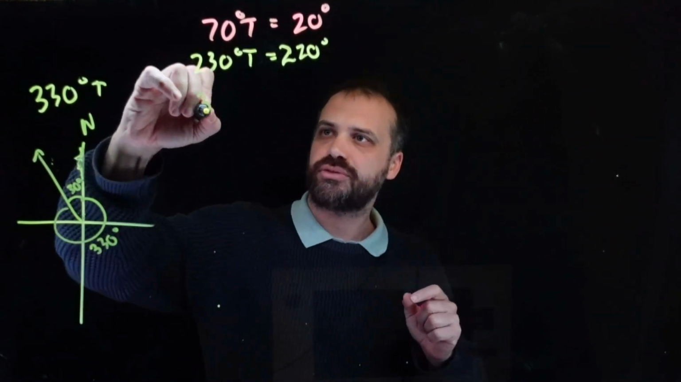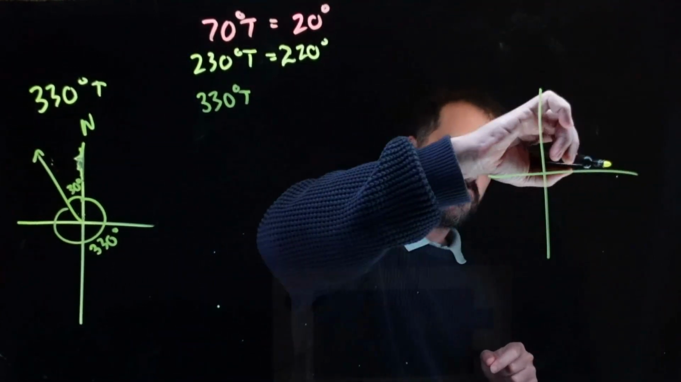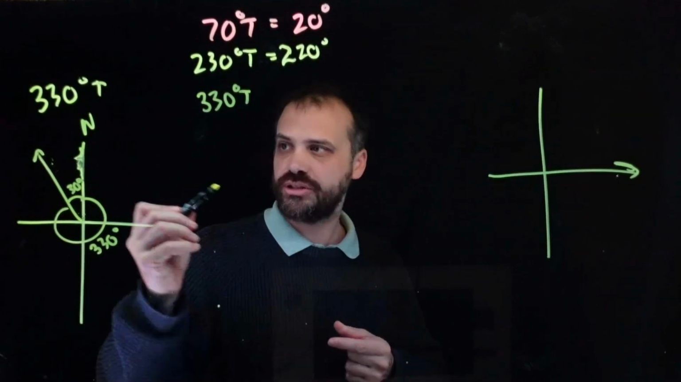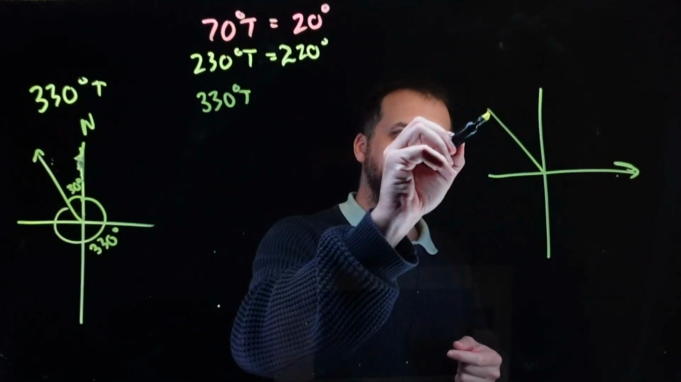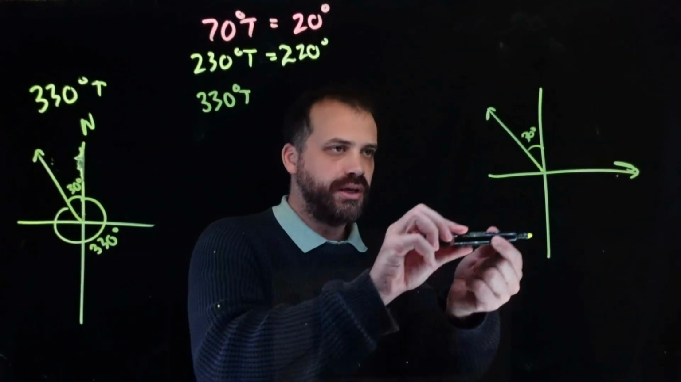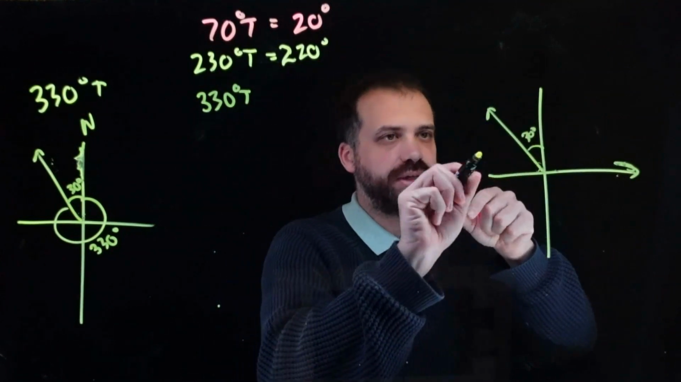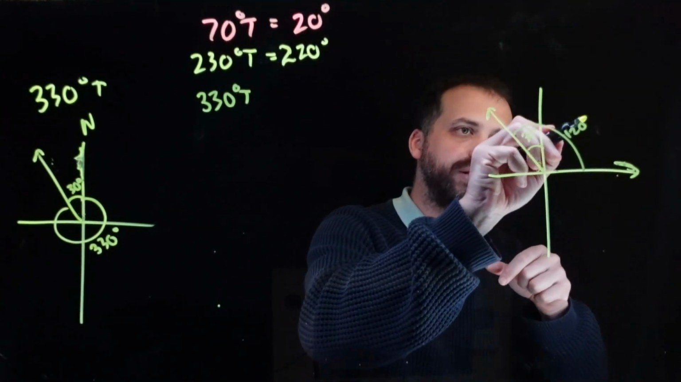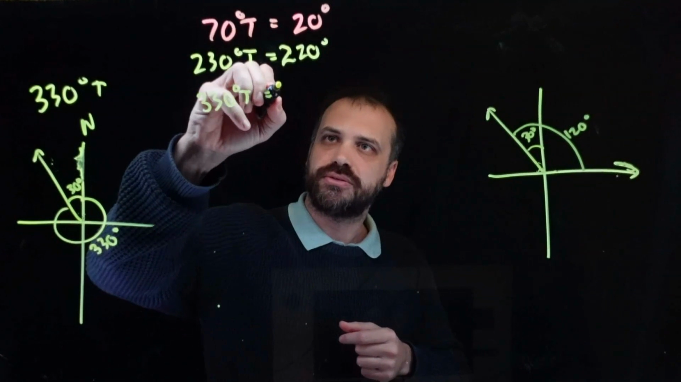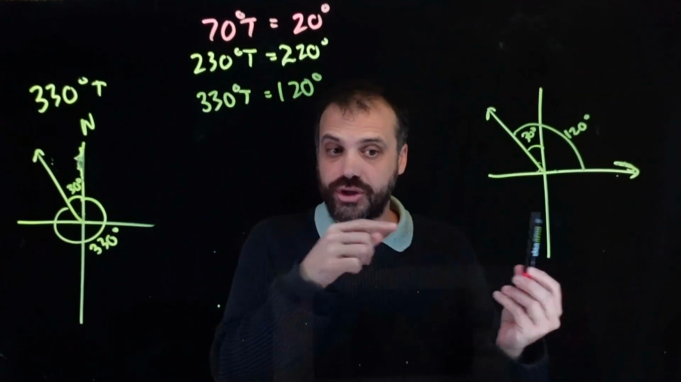Okay, 330 degrees true. In math speak, we start by facing in this direction. Let's draw in the thing there. I think that angle is going to be very useful to know about. We start here and we rotate anti-clockwise 120 degrees. Now, of course, you could go the other way, right?